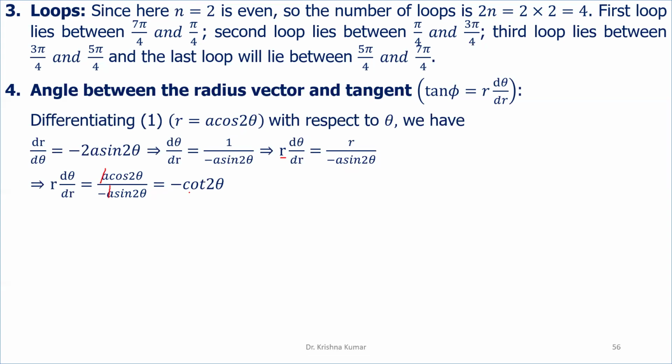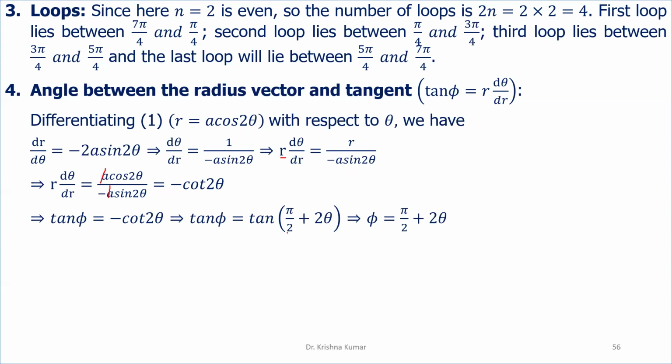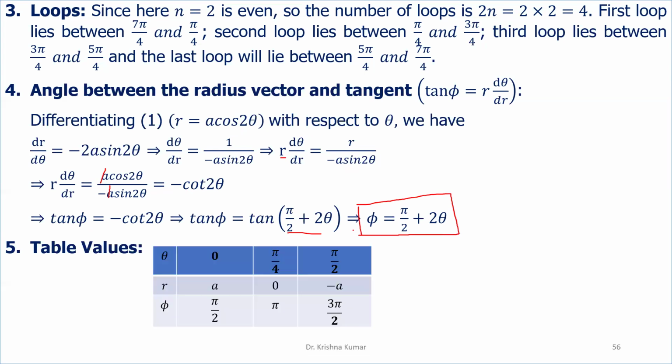A will cancel, so minus cos 2 theta, which gives us tan phi is equal to minus cos 2 theta, or minus cos 2 theta can be written as tan of (pi by 2 plus 2 theta). So phi is equal to pi by 2 plus 2 theta, which is the tangent at any point of the given curve. Let us draw some table values.